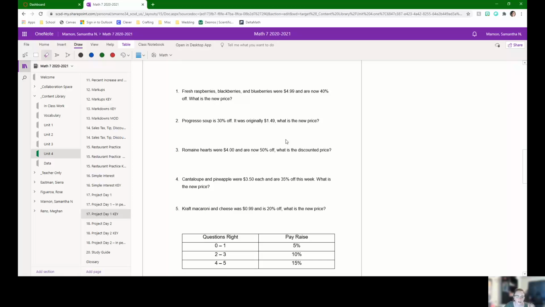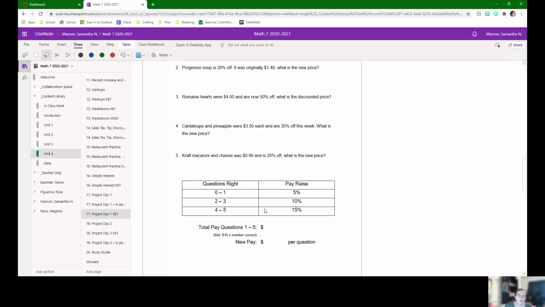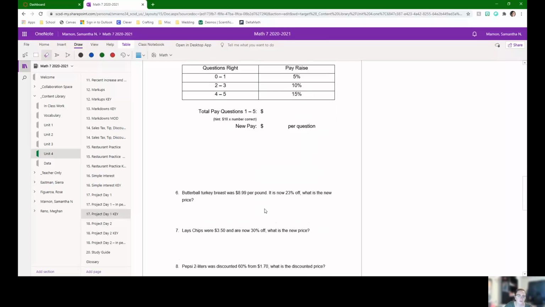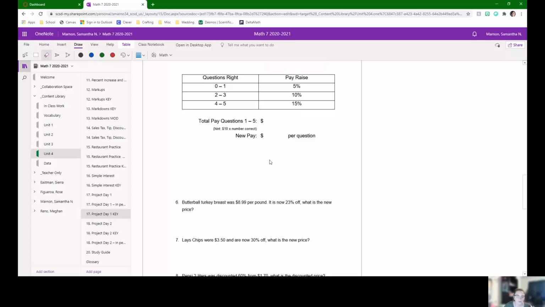So if you get any of these right, or even none of them right, you're going to get a pay raise. Each one you get right here is $10. So right here, you could get up to 50 Bender Bucks. When you're done with questions 1 through 5, you can figure out what your new pay is going to be.